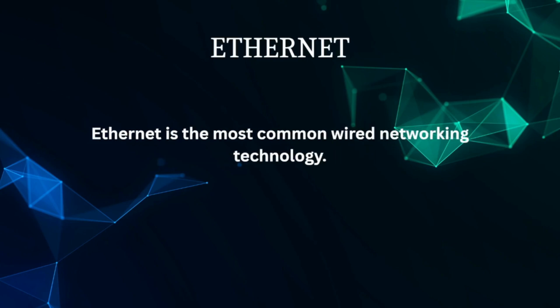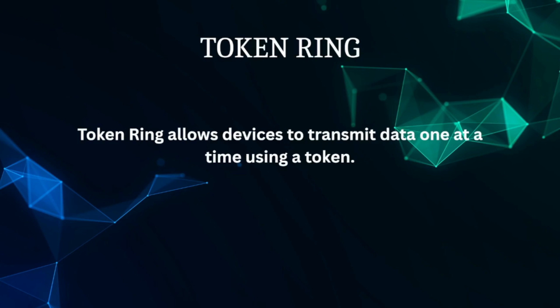Ethernet, a family of wired network technologies commonly used in local area networks. Ethernet provides reliable and fast communication between devices on a LAN, typically using cables like Cat5e or Cat6. Token ring, a network topology where nodes are connected in a ring and a token circulates to control access to the network. Token ring ensures that only one device can send data at a time, reducing the chance of collision.